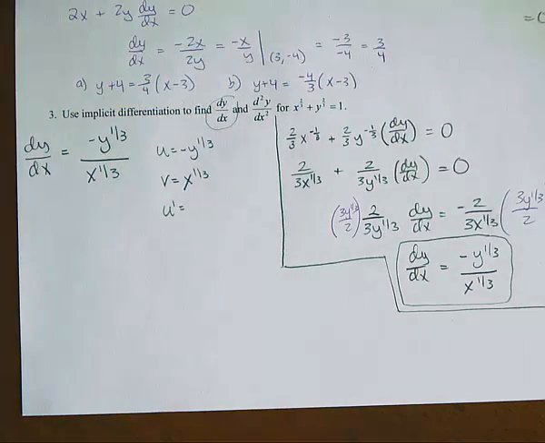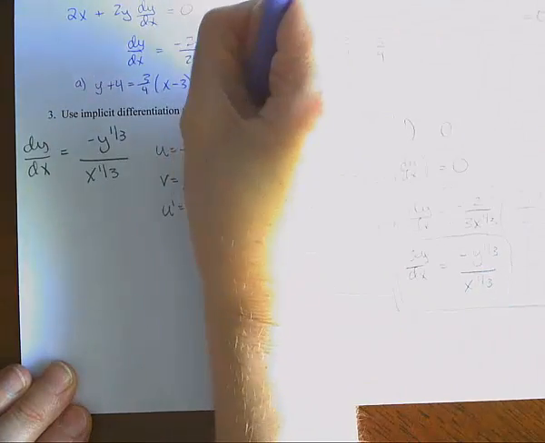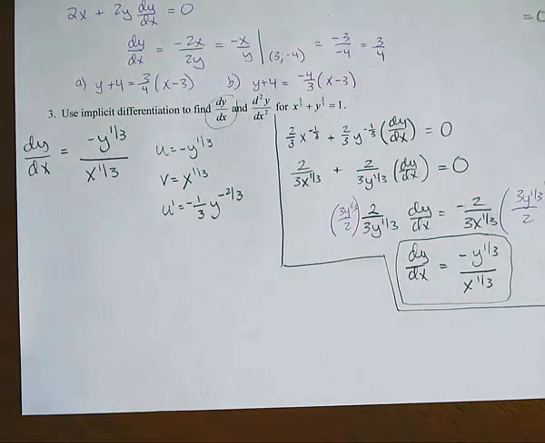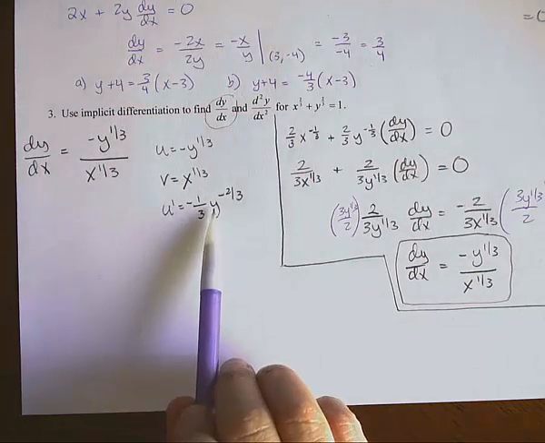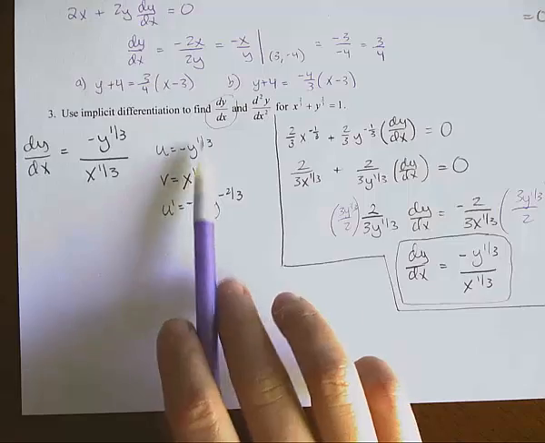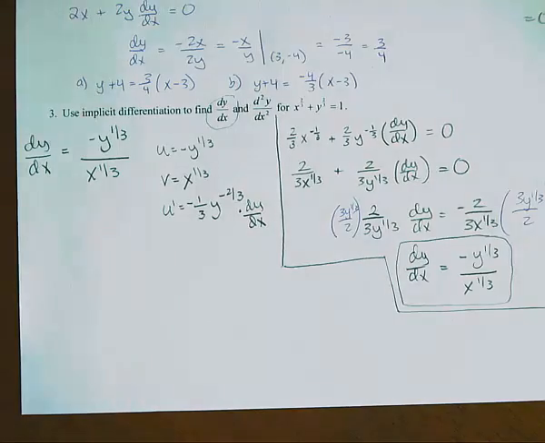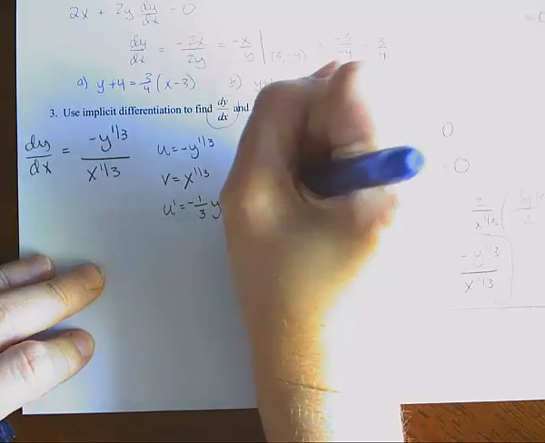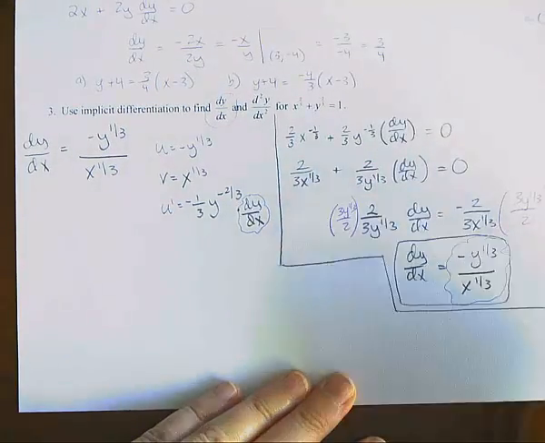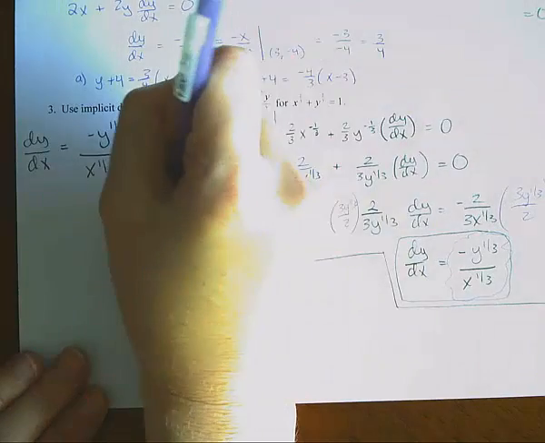U prime, well, I'll just use power rule and chain rule. So it's negative 1/3 y to the negative 2/3, because I have to subtract 1 from the power. But this is y to the 1/3, so it's a function of x to the 1/3. And so I have to multiply this by the derivative of y with respect to x. Well, we know that the derivative of y with respect to x is equal to negative y to the 1/3 over x to the 1/3. So I need to substitute that in and find my answer using that.